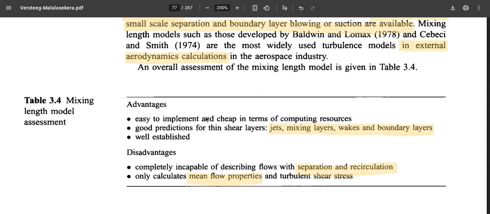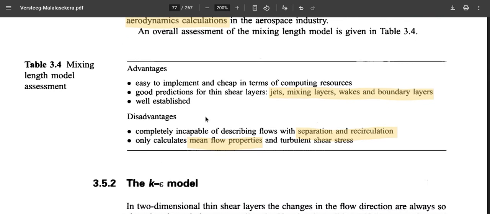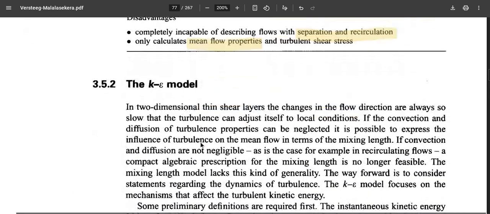But there are some incapacities of this algebraic model. It fails to capture turbulent effects in flows with large separations and recirculations, and it only tries to approximate the mean flow properties and shear stress. Other important effects, like mixing, couldn't be captured by this model. But in the next video we will see how the more sophisticated k-epsilon model, using two additional PDE equations, one for k and another for epsilon, can overcome these limitations of the algebraic mixing length model.